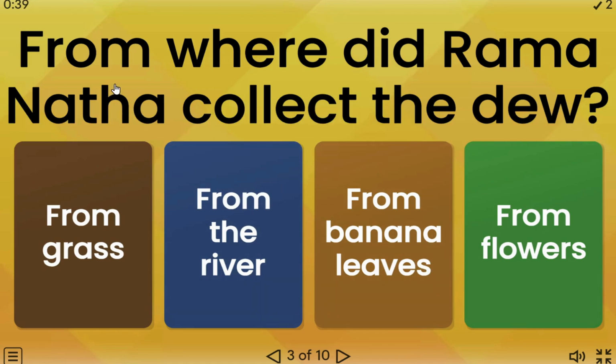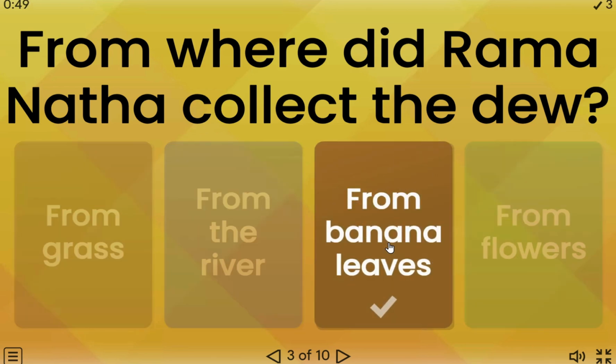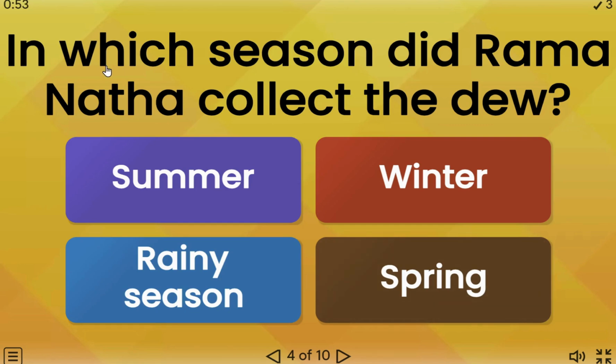From where did Ramnatha collect the dew? From grass, from the river, from banana leaves, or from flowers? Yes, it is from banana leaves. Well done. In which season did Ramnatha collect the dew? Summer, winter, rainy season, or spring season? Just remember, yes, it's winter.